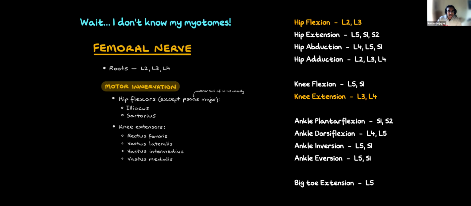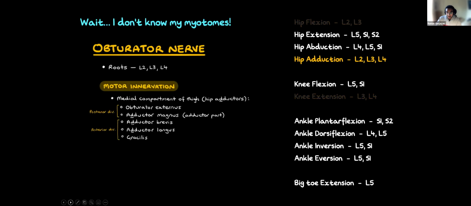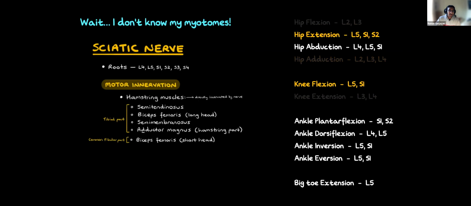So yeah, now if we talk about the obturator nerve, okay, roots L2, L3, L4, and it innervates the hip adductors. Maybe not all of them, but most of them anyway. Okay, so hip adduction is L2, L3, L4. Notice how the way that I've structured this, I've structured the muscles by function and category, basically. It becomes easy to think about it.